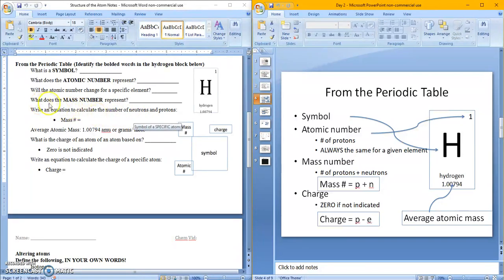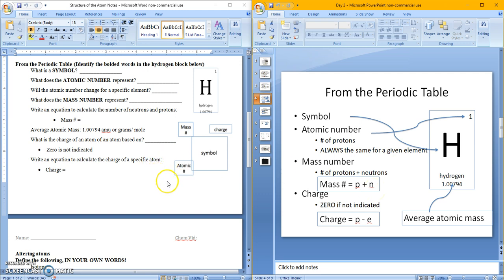All right. What does the mass number represent? Well, the mass number represents the protons and the neutrons. A few seconds ago, I told you that the electrons were so small in mass that we didn't really even think about them when it comes to mass. They're negligible. So when I ask for the mass number, I'm asking how many protons and how many neutrons there are.